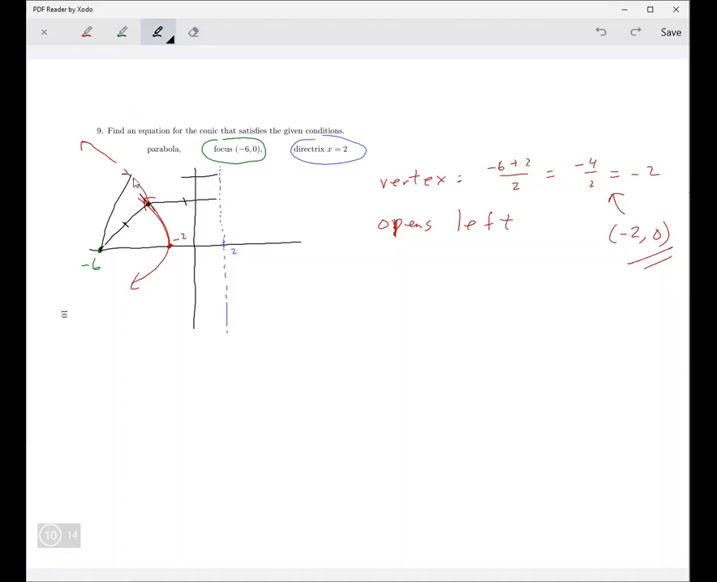Because that distance has to be equal to that distance for all points that are on the parabola. That's got to be the case. So that's how we know it opens to the left. It will also kind of wrap around the focus. So those are the clues that we have.